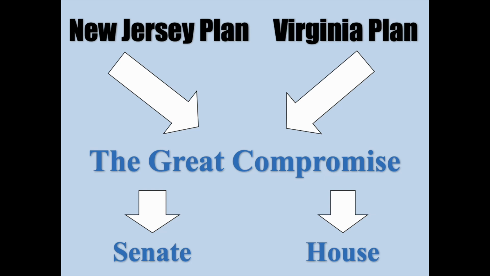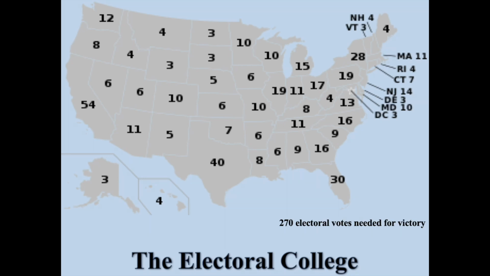The Great Compromise, the creation of a bicameral national legislature in Congress, was one of the most important compromises that led to the creation of the United States Constitution. Another important compromise at the convention was the creation of the Electoral College.